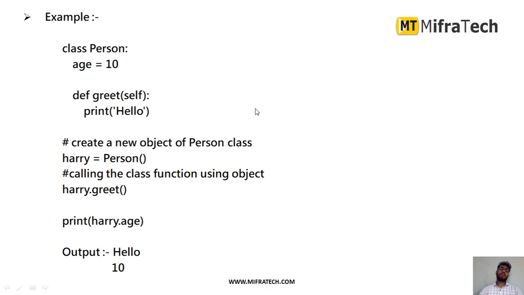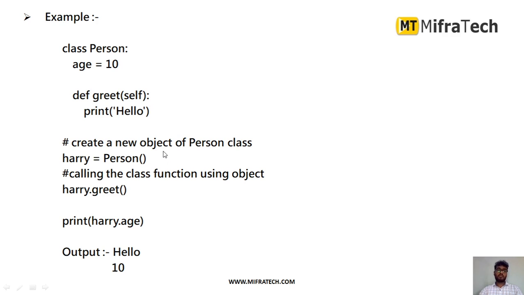So we'll see how to create a new object of a class. In this example, I have created a class Person. I have taken attribute age is equal to ten. Here I have defined a function, that is def greet(self). It will print hello. Every time I create an object, the self will be replaced with the created object and it will print hello. I can access it easily.